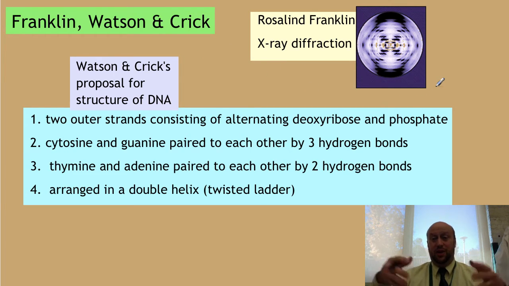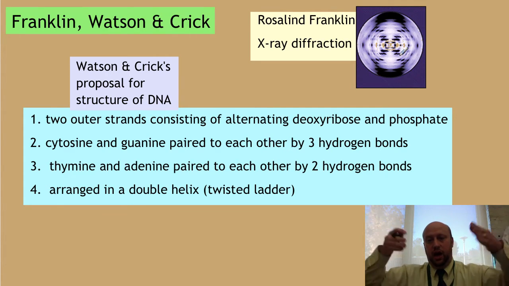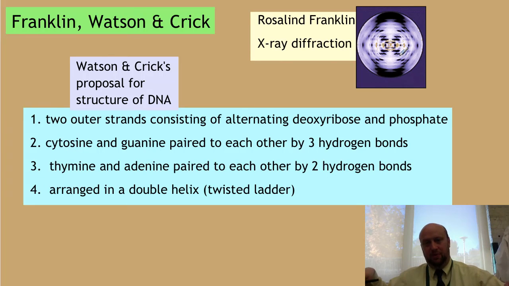She actually did the X-ray diffraction, which is what this picture here is, that actually showed what the general shape of DNA was, and Watson and Crick were then the guys that did the calculations and figured out how this must apply to what DNA actually is. And so Watson and Crick's proposal comes down to these 2 things.